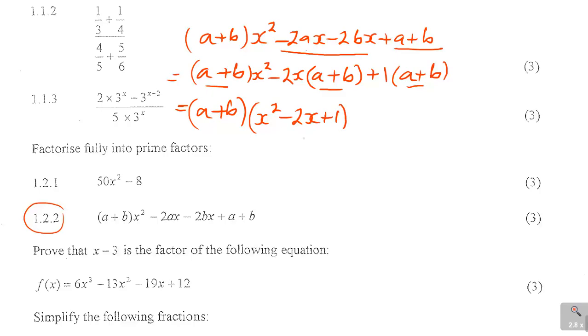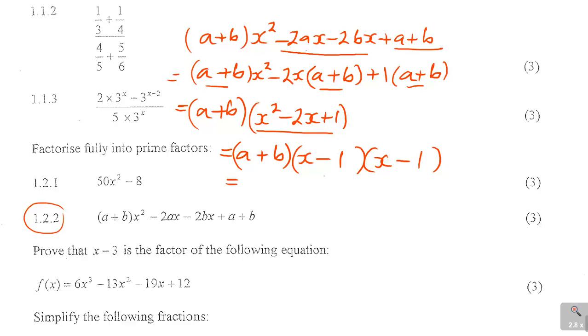So that's what I'm having there, and this needs further factorization, which is equal to a plus b, and then now you can use the product sum to get two factors of that. The two factors of this are x minus 1 and x minus 1. You can test it: x times x, you get the x squared. X times minus 1 is minus 1x, minus 1 times x is minus 1x, so minus 1x minus 1x is negative 2x. 1 times 1 gives you a positive 1.